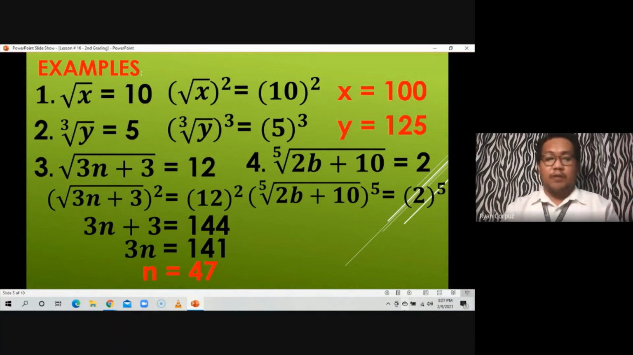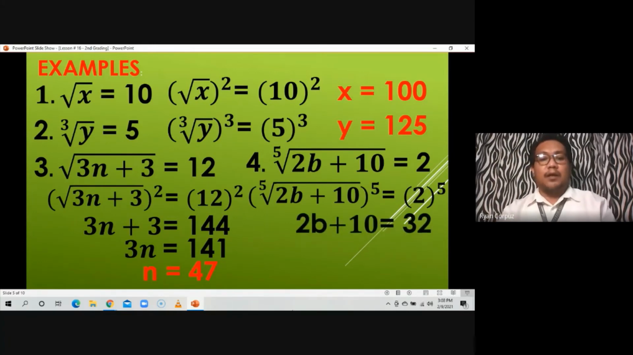Again, whatever you do on one side of the equation, you will also do that on the other side of the equation to apply the concept of equality. So from there, simplifying it, we can now remove this fifth root sign together with this 5. Ang matitira is 2b plus 10. While on the right side, we are going to simplify 2 raised to 5. Ano ba yung 2 raised to 5? That's using 5 times as factors. That's 2 times 2, 4 times 2, 8 times 2, 16 times 2, 32. So that's why magiging ganito. So magiging 2b plus 10, ayun na yan, yung nasa loob ng radical sign, is equal to 32.